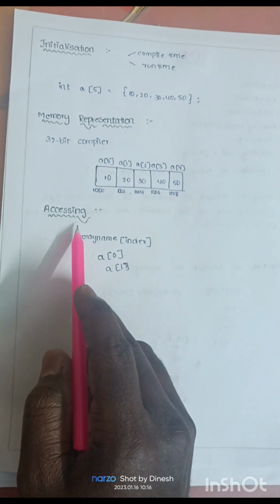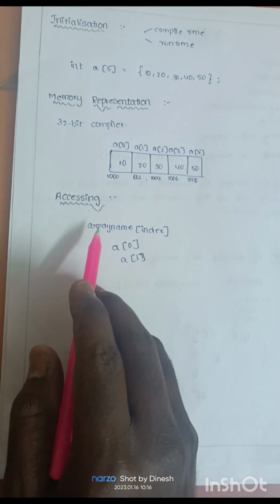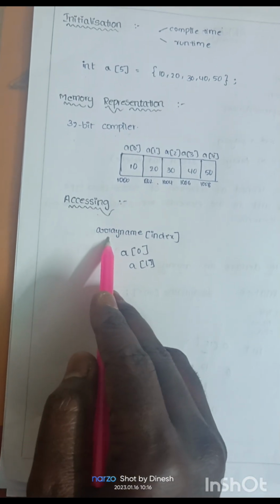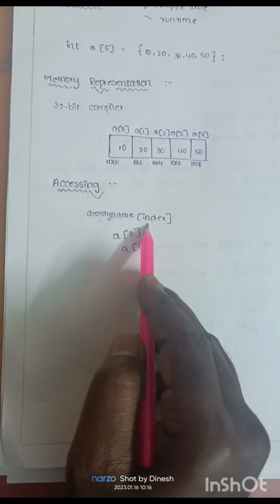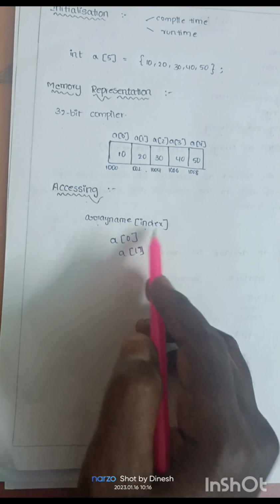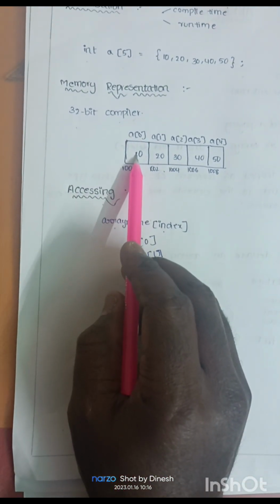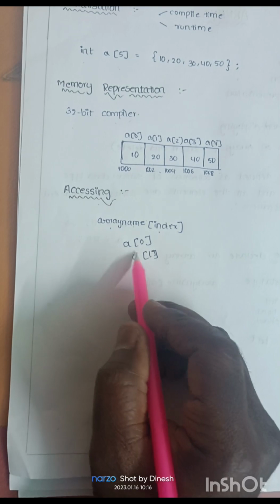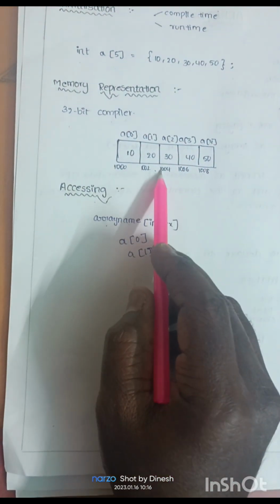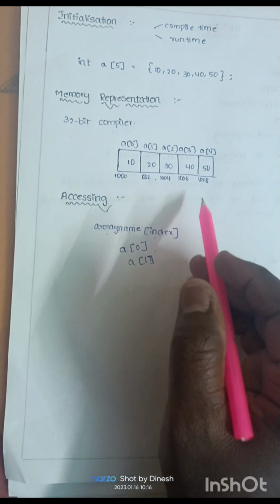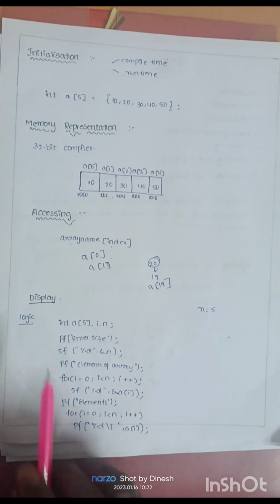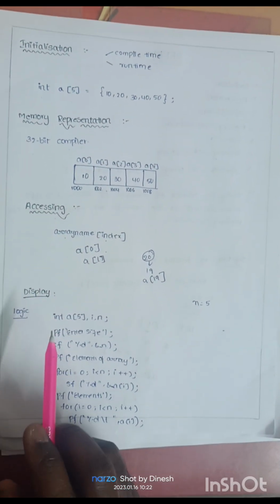Now we see how to access array elements. The syntax to access an array element is the array name, then within square brackets the index. We have to specify the index of an element. For example, if you want to access the first element of an array, we use a[0]. If you want to access the second element, we use a[1], and so on. If you want to access the 20th element of an array, its index is 19, so a[19].